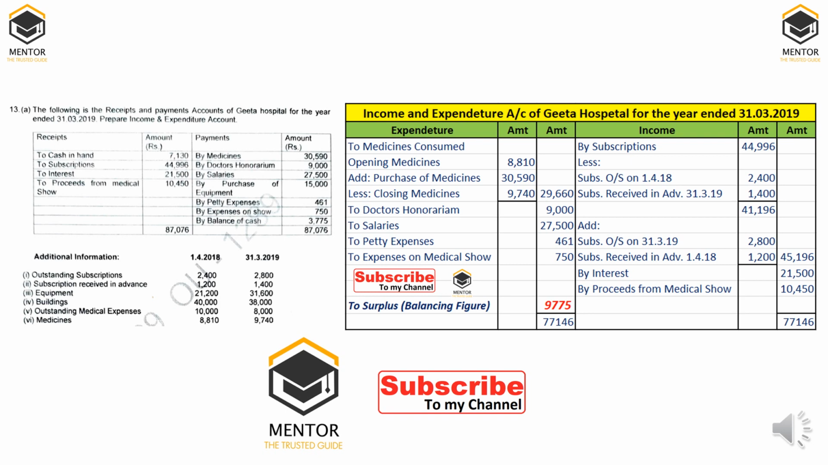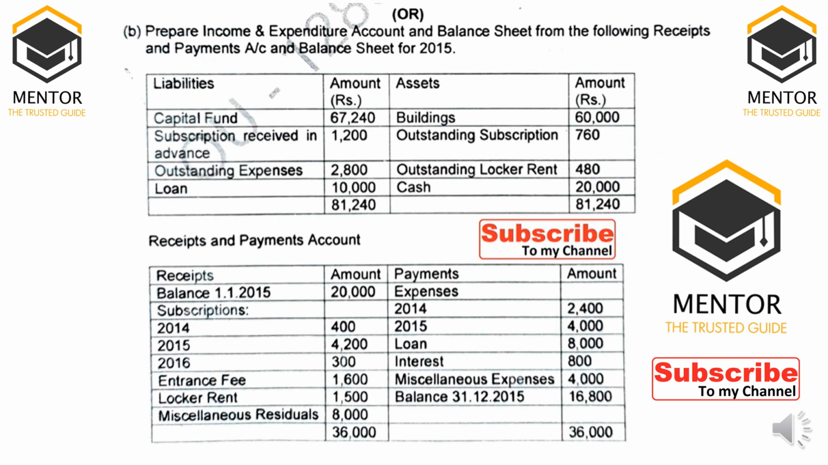We'll take up the last question. This is the second question given under the option. If you see this question, we are asked to prepare the income and expenditure account and balance sheet from the following receipts and payment account. So we have provided a balance sheet, assets and liabilities. This balance sheet is the opening balance sheet, and we have given the receipts and payment account.